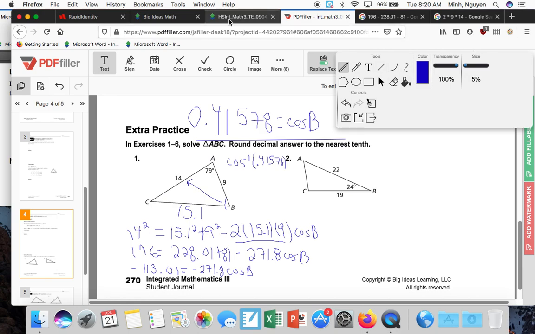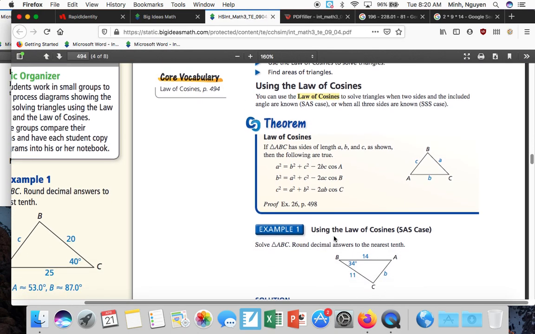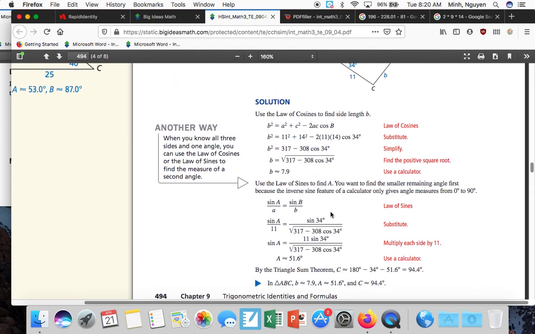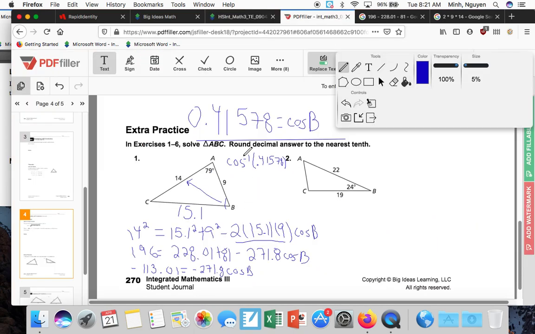So let's see. Does the book suggest anything different? Oh, yikes. We could use law of sines. Oh, that would have been so much... Well, no, would I still have to do that? Yeah, you're going to have to use a calculator. Okay. So let's see, 0.41578.